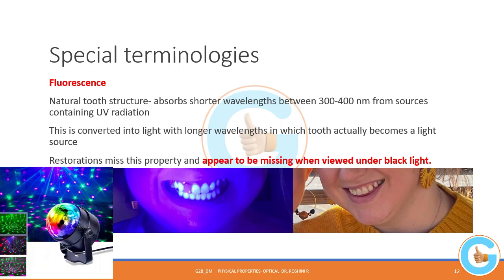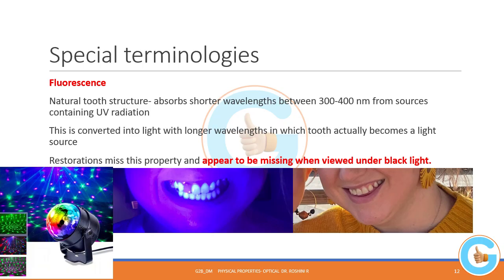So that is the property of fluorescence, and this has to be kept in mind whenever you restore your teeth in the anterior region, and you should just give a note of caution to the patient that whenever you go under party lights or disco lights, your restoration will be missing or will appear to be missing, and your natural teeth will have that glow. Only when you have a knowledge on this property, you will be able to educate the patient why this is happening and how this can be avoided.